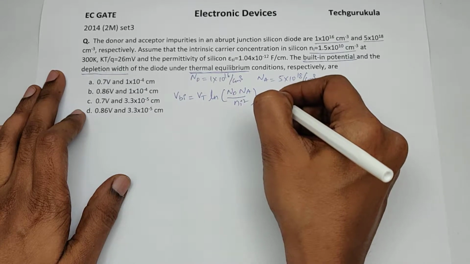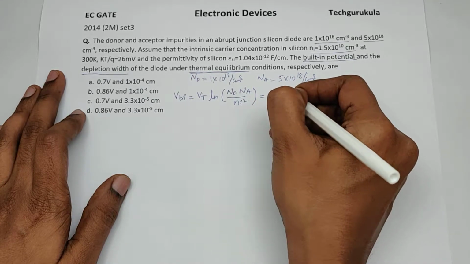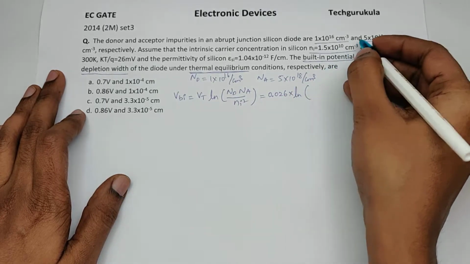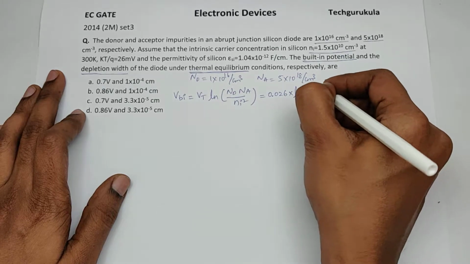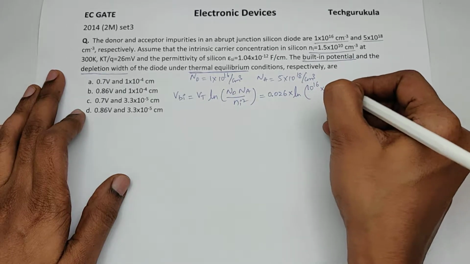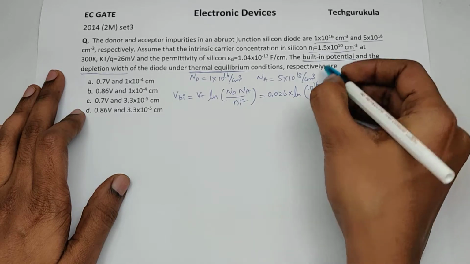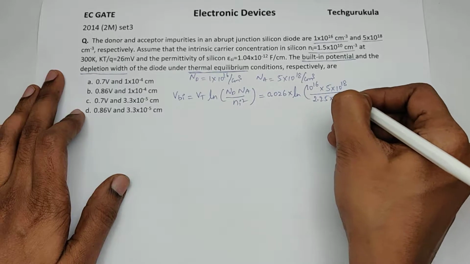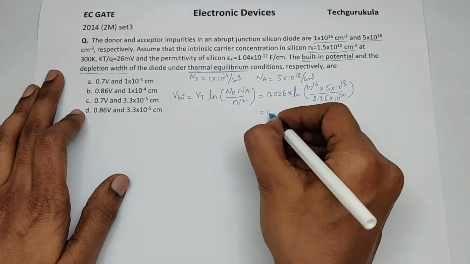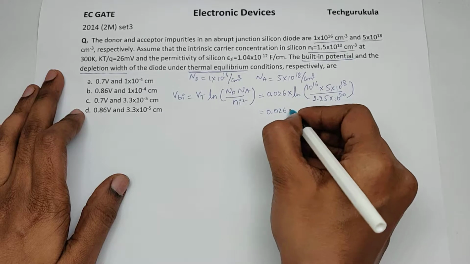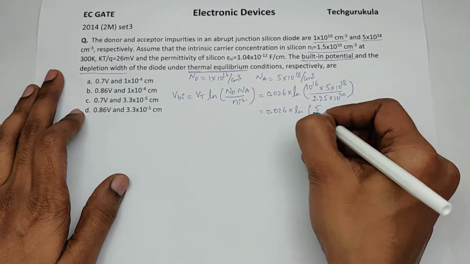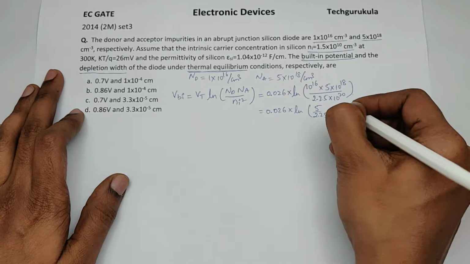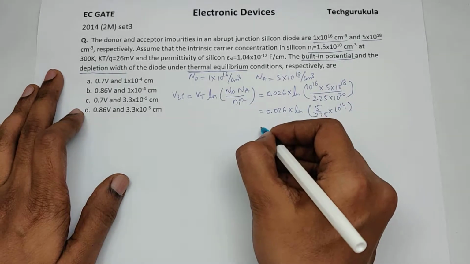So if we write this, this is 0.026, this is 26 millivolts Vt, times ln of ND is 10 power 16, NA is 5 times 10 power 18, divided by Ni square, which is 2.25 times 10 power 20. So this can be reduced to ln of 5 by 2.25 times 10 power 14. So we can find this value.